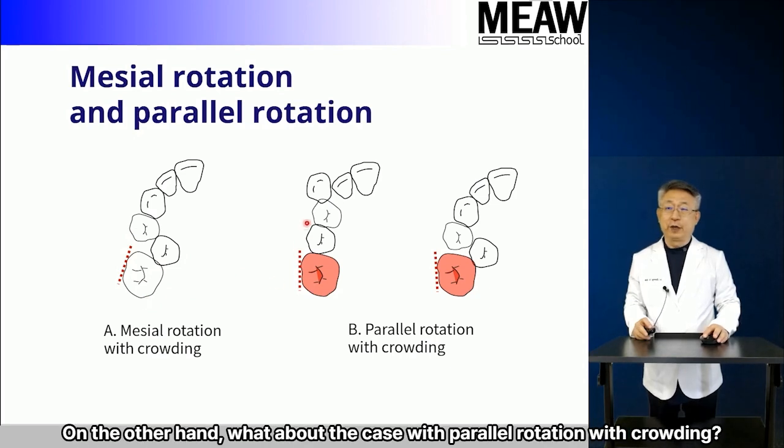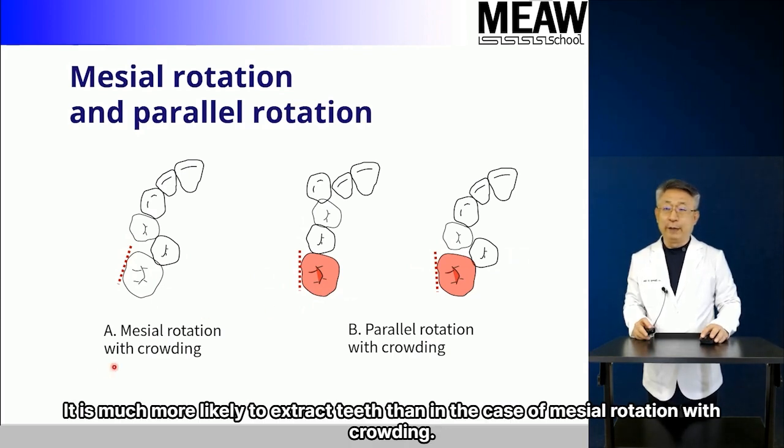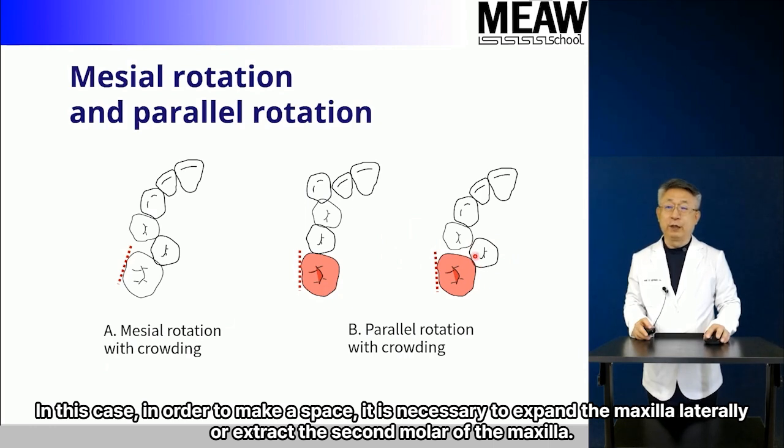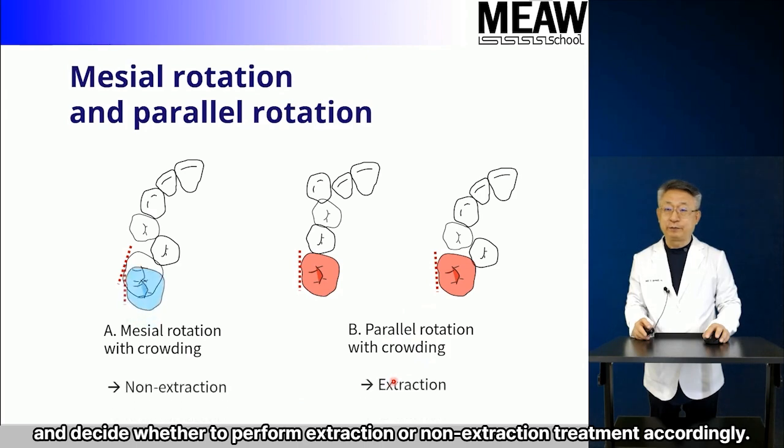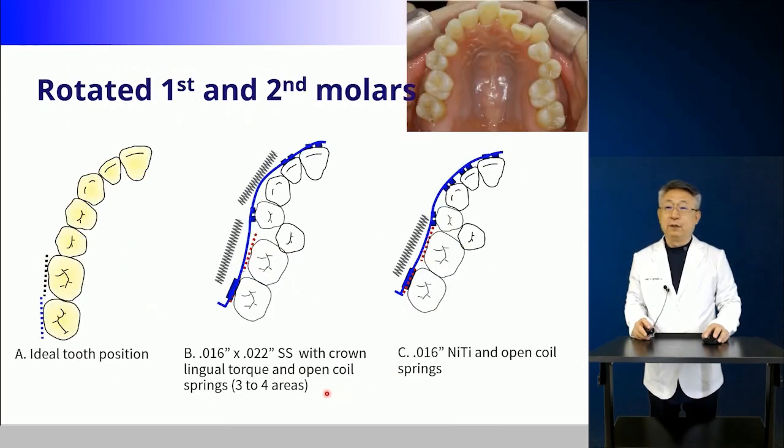On the other hand, what about the case with parallel rotation with crowding? It is much more likely to extract teeth than in the case of mesial rotation with crowding. In this case, in order to make a space, it is necessary to expand the maxilla laterally or extract the second molar of the maxilla. When you make a diagnosis, you need to discriminate whether it is a mesial rotation with crowding case or a parallel rotation with crowding case, and decide whether to perform extraction or non-extraction treatment accordingly.